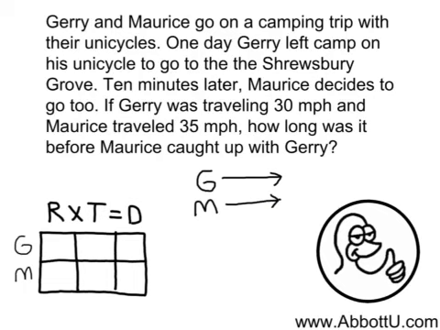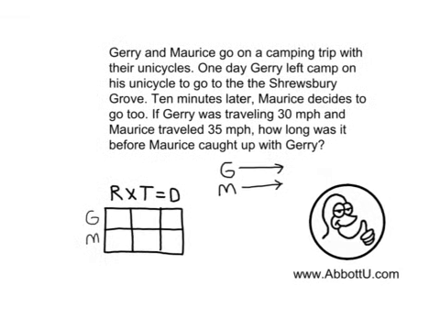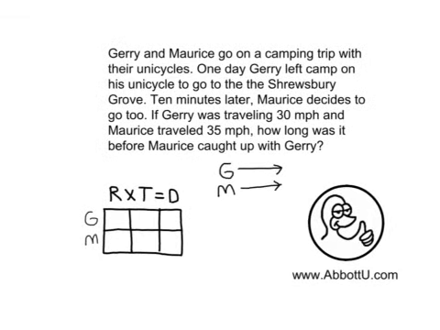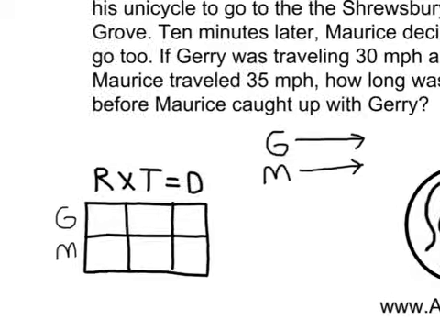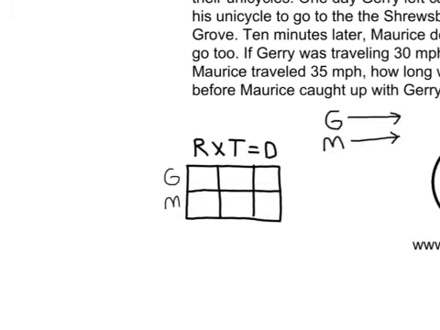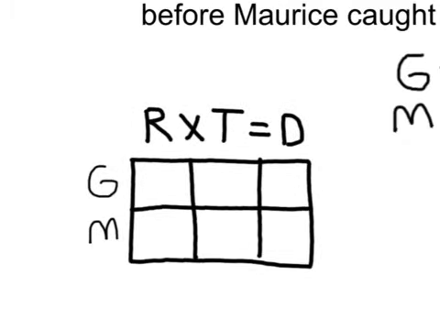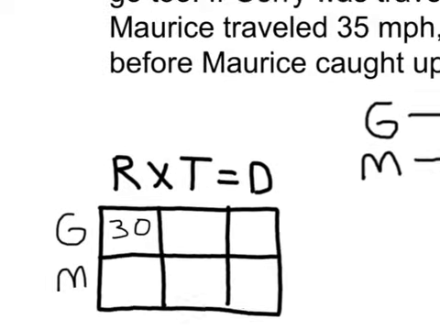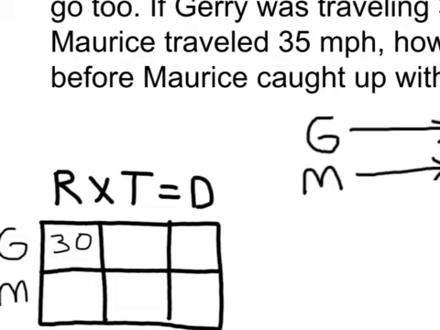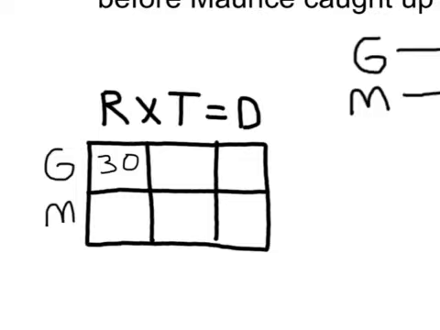Okay, so what do we do from here? Well, I am already noticing embedded in this word problem there's two speeds. There's 30 miles per hour and 35 miles per hour. 30 miles per hour represents Jerry's speed. So I'm going to fill that in the table right now. 30. And Maurice traveled this 35 miles per hour, so we can also represent that.